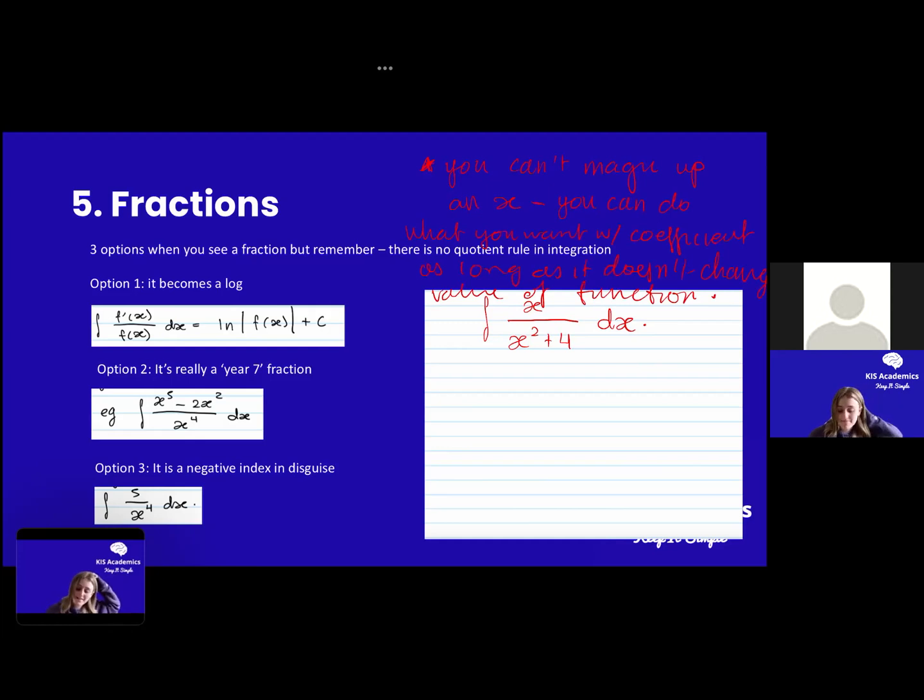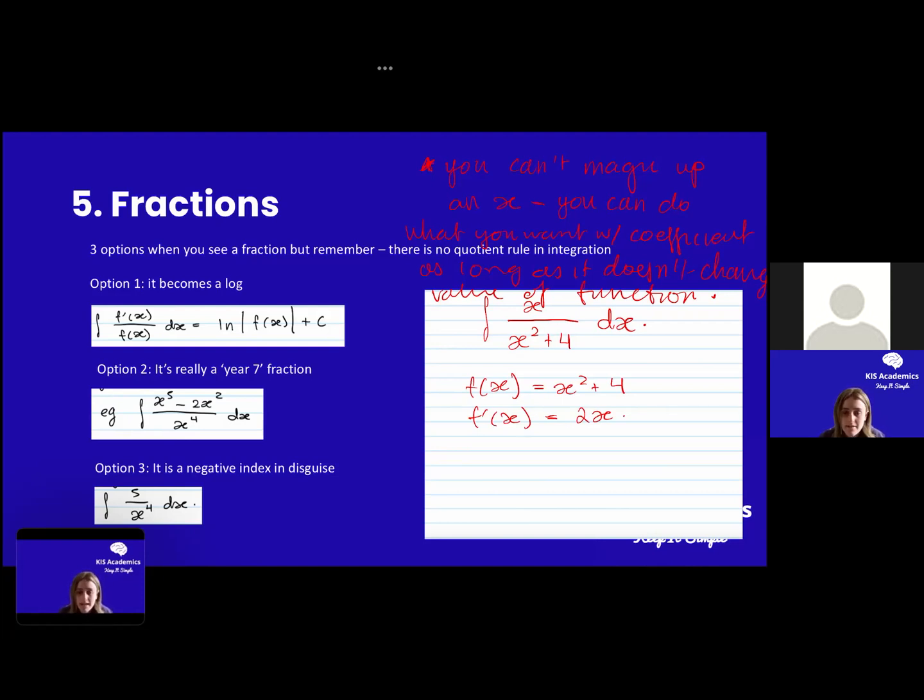Okay, but let's use this example. So if your f of x, the first place you have to start is you have to look at your denominator and you say, okay, so my f of x is going to be x squared plus 4. Do some simple differentiation here, and we're going to get that our derivative is 2x. Now, do I have 2x? No. But do I have the right power of x? So I don't have an x squared, I have an x, we want an x. So I have the right power of x, which means that this thing about not being able to magic up an x isn't going to be an issue. I can deal with that.